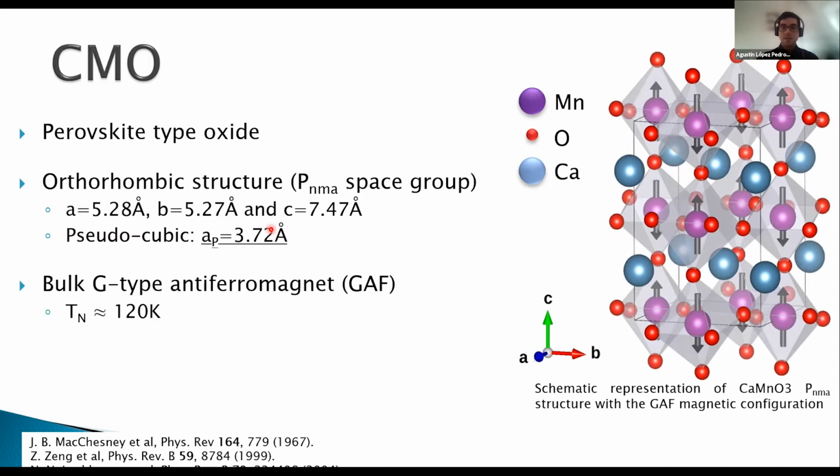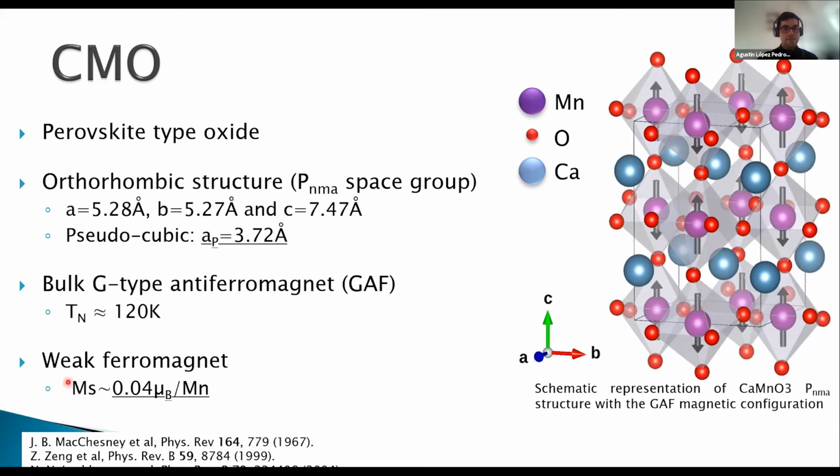In particular, it's a G-type antiferromagnet with a Néel temperature of 120 Kelvin. Here, the black arrows represent the magnetic moments of the manganese ions in the G-type configuration. It's important to mention that the alignment of the moments is not perfect. It has a small angle that gives rise to a weak ferromagnetic moment of around 0.04 Bohr magnetons per manganese ion.